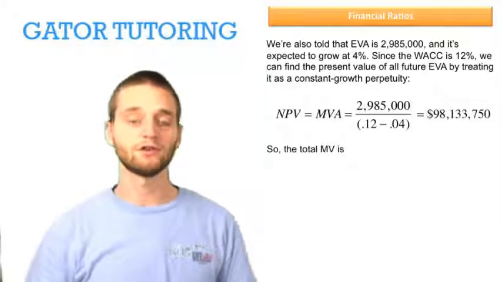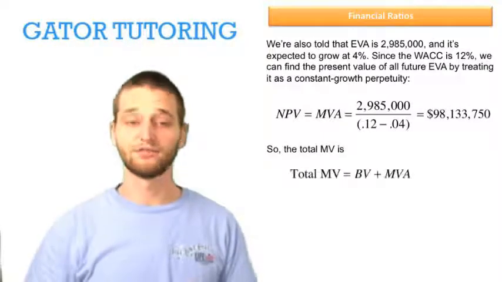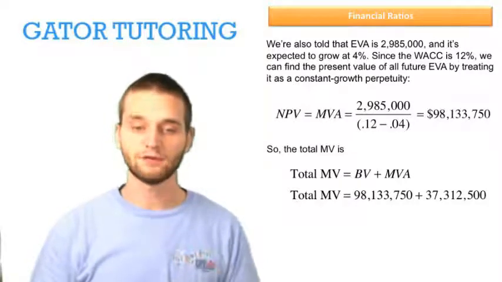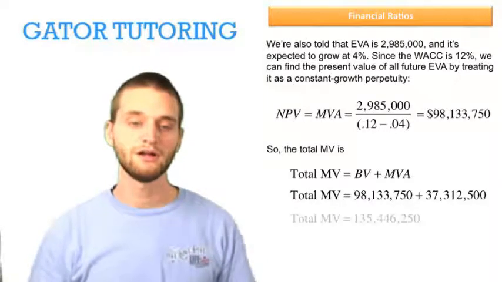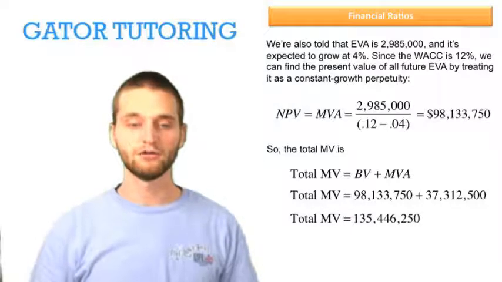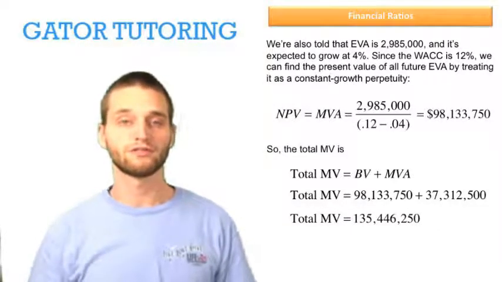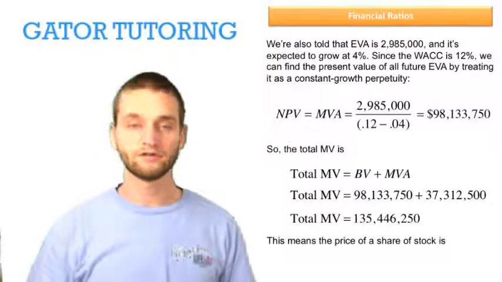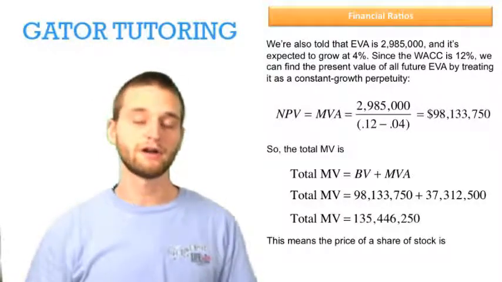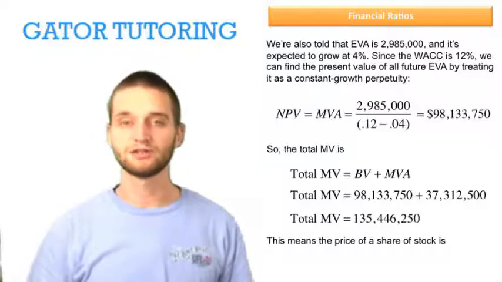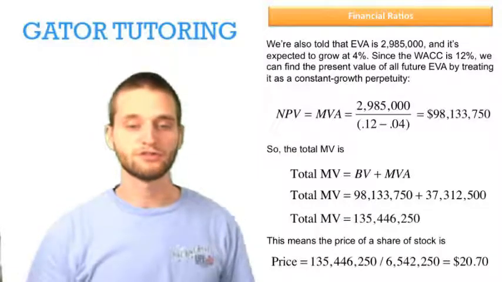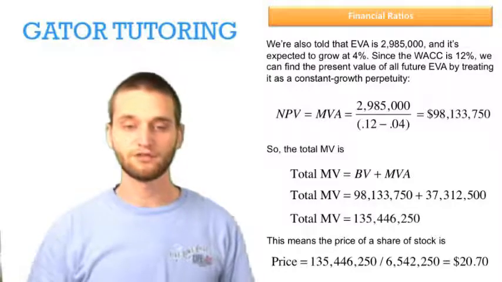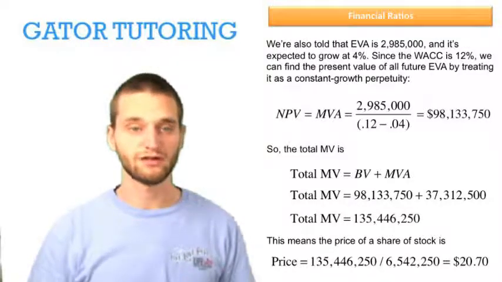So now we can find the total market value of our firm. It's the book value plus the market value added, and that gives us the $98 million plus the $37.3 million, gives us a total market value of $135,446,250. So this means the price of a single share of stock, remember the price is just the market value divided by the shares outstanding, so it's the 135 million divided by the 6.5 million shares. That gives us a price of $20.70.